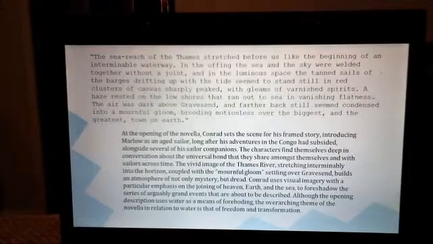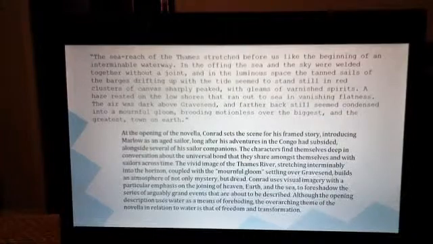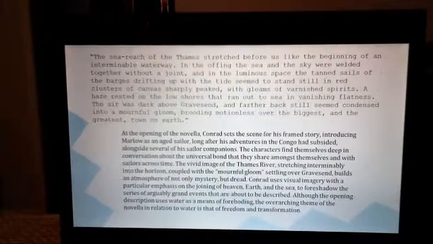And although the opening of the description uses water as a means of foreboding, as is indicated by this quote, water also has many other meanings, including as a symbol for freedom and transformation.